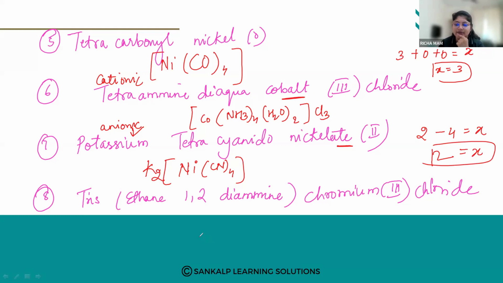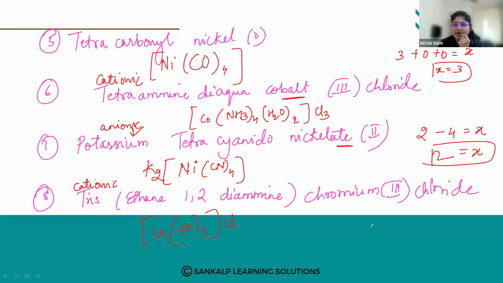Students, try the eighth one. Chromium you have. This is a cationic complex. So chromium, then tris(ethane diamine), so it is en thrice. And then you have chloride, which is outside the sphere.